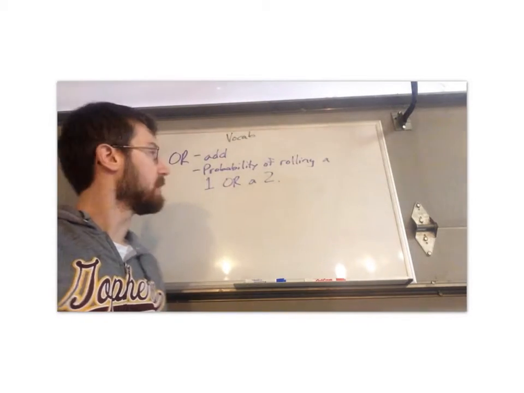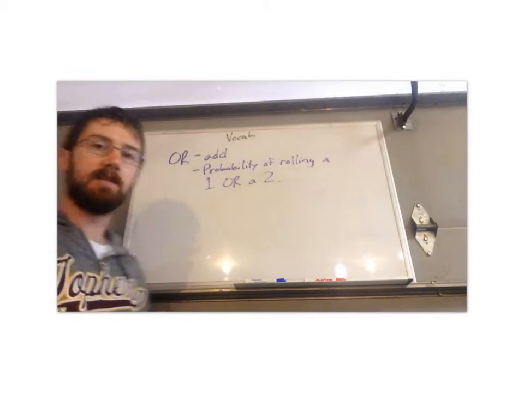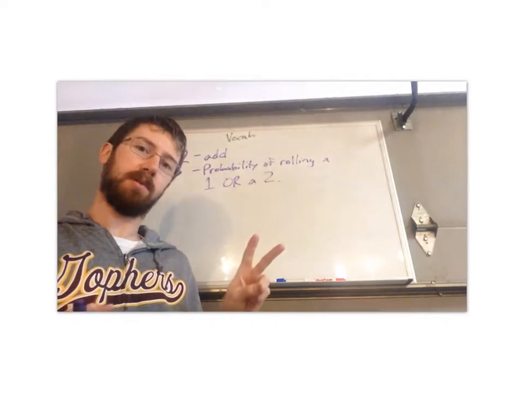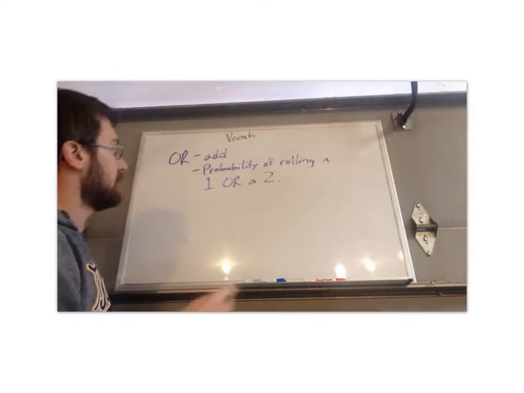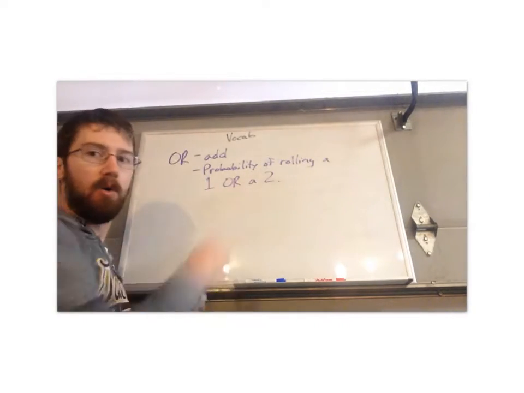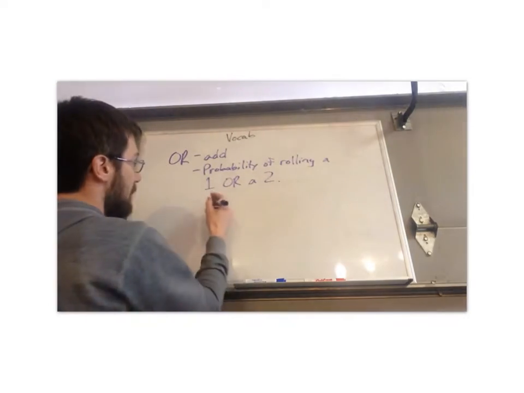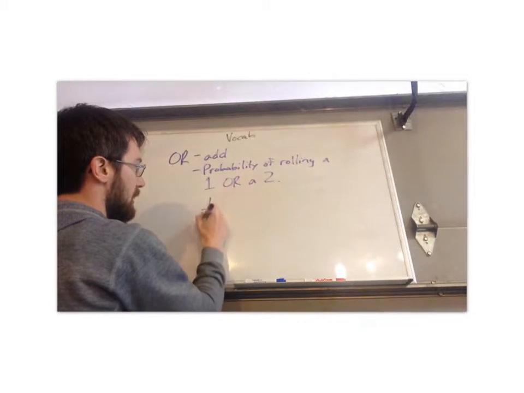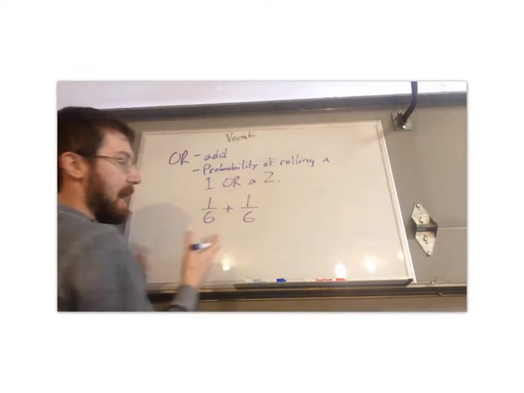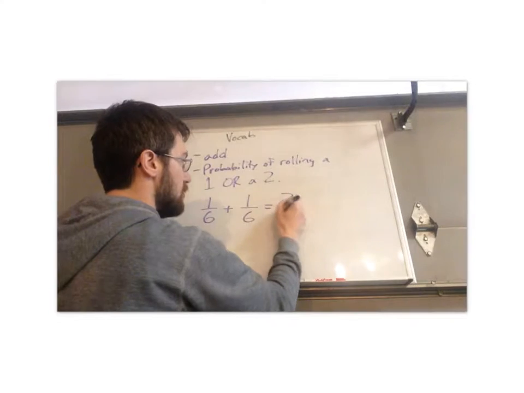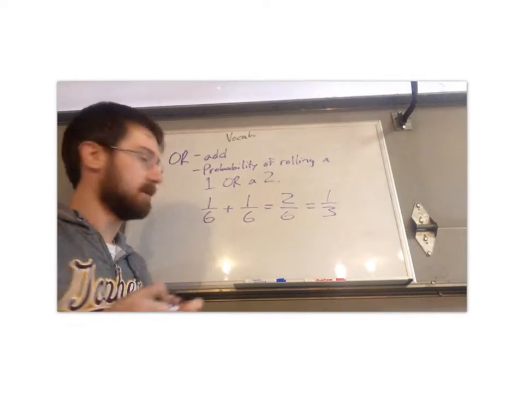Our first vocab is OR, a word we all know and love. These events are going to be either AND or OR statements. If you see an OR statement, that means you need to add. For example, the probability of rolling a 1 or a 2. If I'm rolling a single die, my probability of rolling a 1 is 1 out of 6. Probability of rolling a 2 is also 1 out of 6. If I add those two together, that's 2 out of 6, which reduces to 1/3. So that's our OR statement.